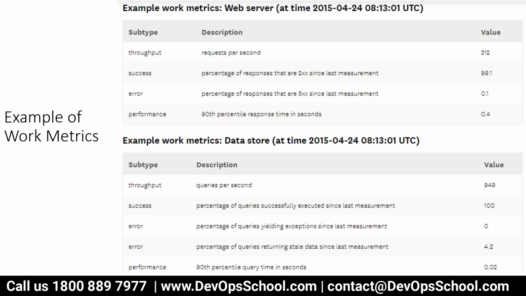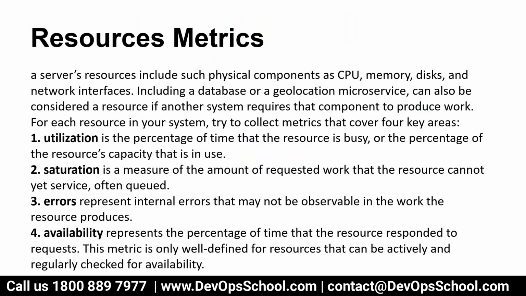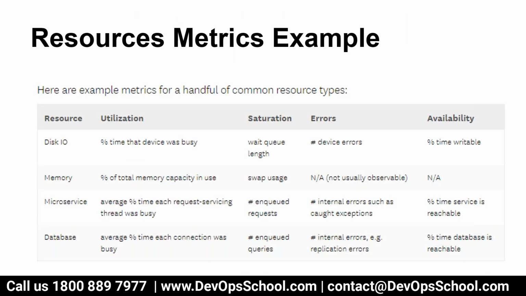Examples of work metrics are throughput, success, errors, and performance. Throughput is requests per second; success is the percentage of responses that are 2xx since the last measurement; error is the percentage of responses that are 5xx since the last measurement; and performance is the percentile, which sometimes we also call latency. Resource metrics include utilization, saturation, errors, and availability. Disk, memory, and stuff like that come under resource metrics. These metrics come from the resources of your system.